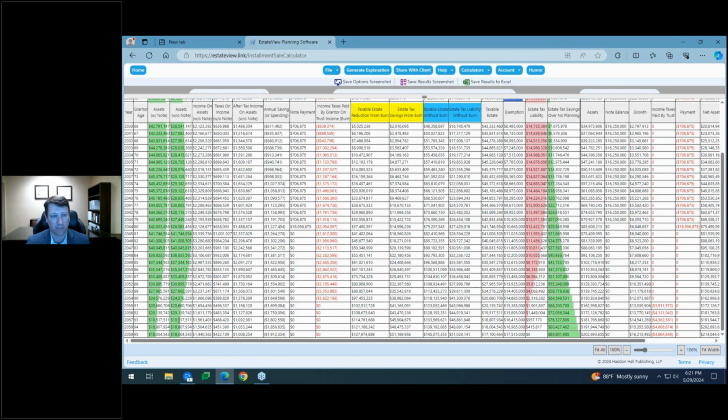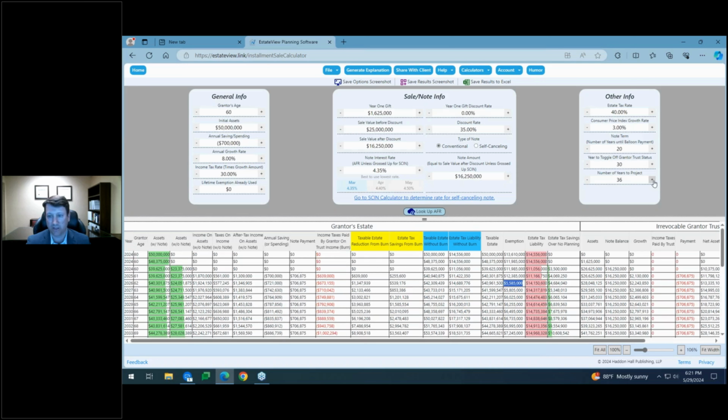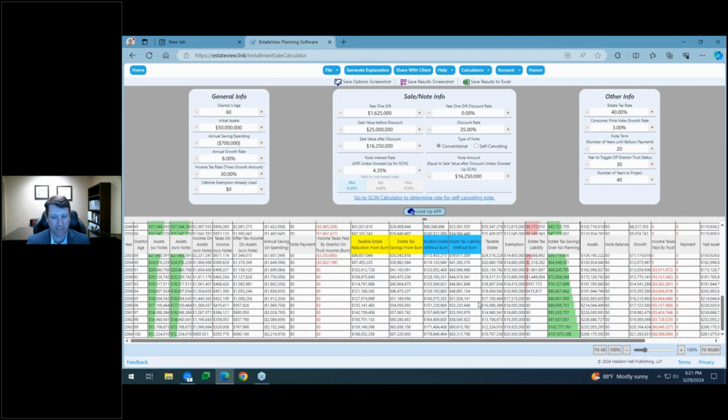What happens if they live to age 100 in that scenario? So let's illustrate another 5 years. Yep, still below the estate tax exemption amount, still have retained assets. So we're in good shape through age 100 if we turn off grantor trust status at age 30.